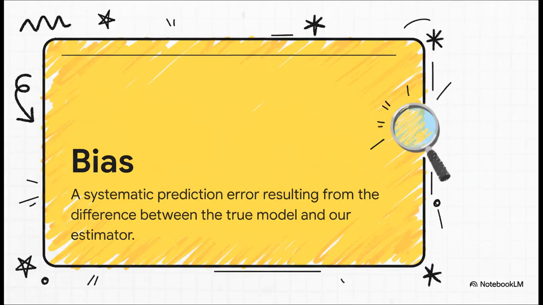All right, first up, bias. Bias is the error you get when your model is just too simple for the job. It's making the wrong assumptions. Think about trying to describe a really complex curvy relationship using just a simple straight line. It's never going to be a perfect fit, right?